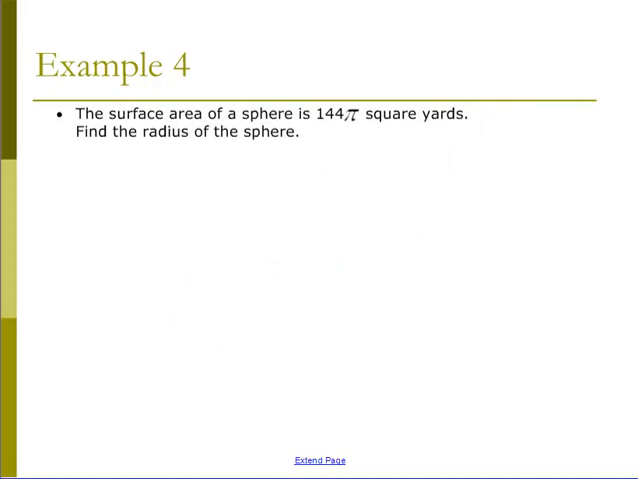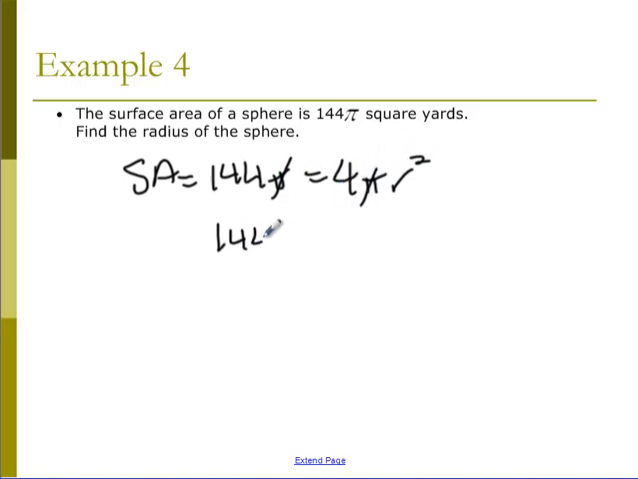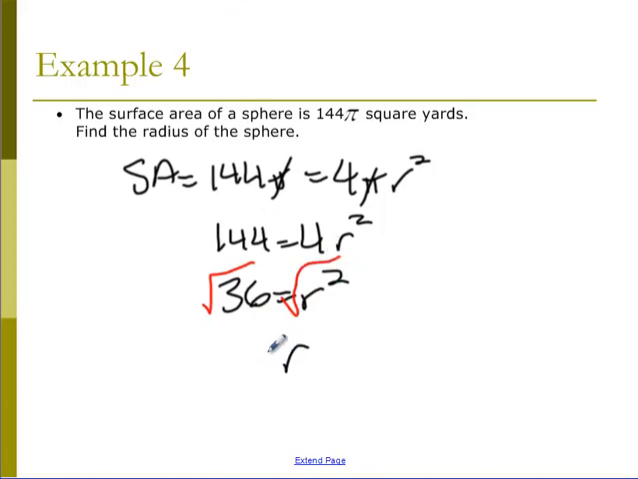Next one, the surface area of a sphere is 144 pi square yards. Find the radius. So we're going backwards here. Surface area is 144 pi. Surface area is also 4 pi r squared. So let's cancel out our pi's. Got 144 equals 4 r squared. Divide 144 by 4. You get 36. And opposite of squaring something is taking a square root. So r is 6.